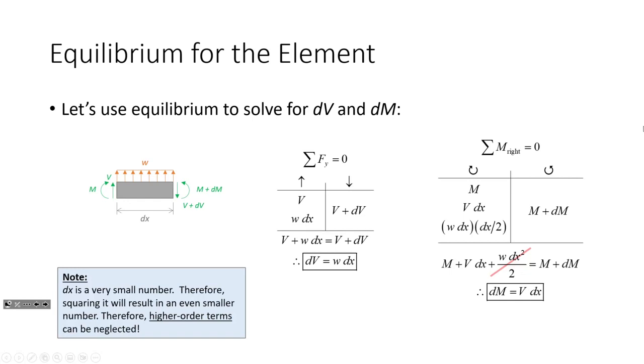I just sum moments here on the right. So if I sum moments here on the right, I don't have to worry about this shear. So what do I got? Okay. So on this side, all I've got is this moment, M plus dM. But what do I have on the left? Okay. So I've got M, got that. I've got V times dx. So V times dx over here.